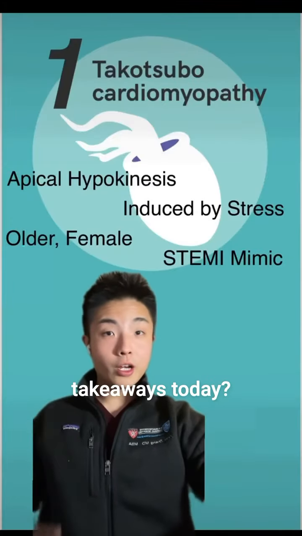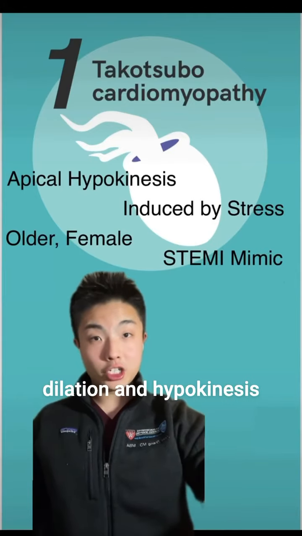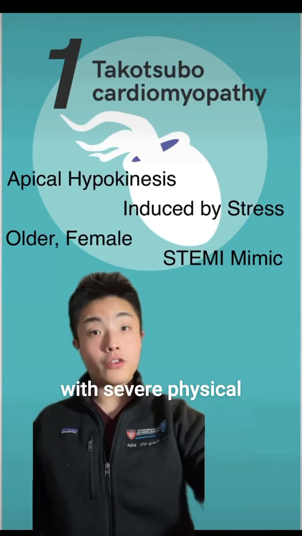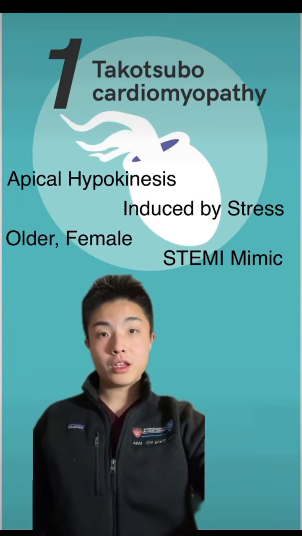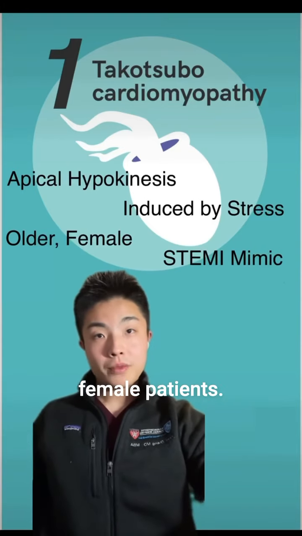So, what are the takeaways today? Well, Takotsubo cardiomyopathy can result in transient dilation and hypokinesis of the left ventricular apex that's associated with severe physical or emotional stress. Who is Takotsubo most common in? That'll be our older female patients.